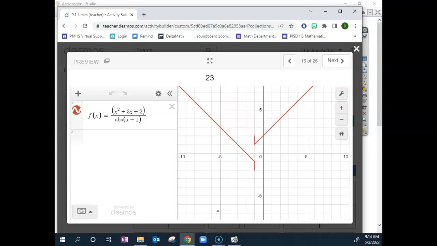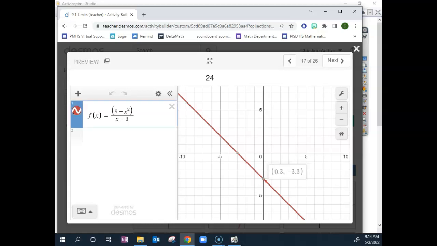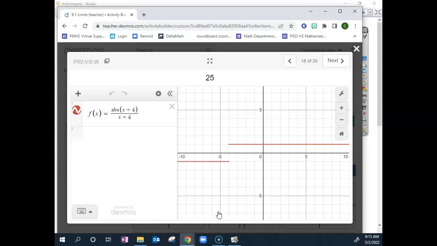So at negative 1, what's happening? Jump, is there a limit? Nope, no limit at a jump. So at x equals 3, it's undefined, so I have negative 6 and negative 5.9, so I'm going to get negative 6, because they matched. So this one, we want the limit at x equals negative 4. At negative 4, it makes a 0 on the bottom, so it's undefined, but what's happening at negative 4? Jump, so it doesn't exist.